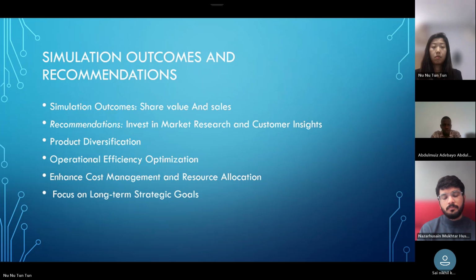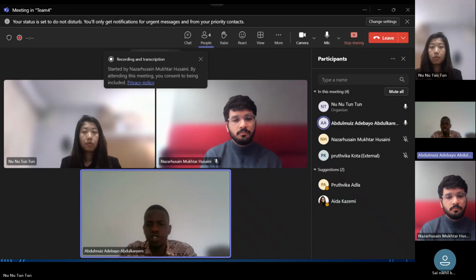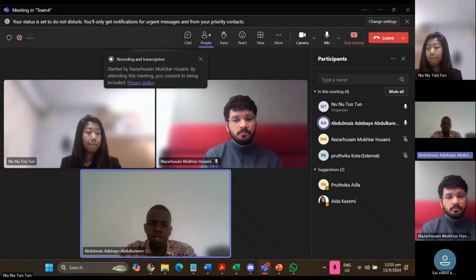Finally, focusing on long-term strategic goals will provide a solid foundation for sustainable growth. By adopting a long-term vision and emphasizing sustainability practices, we can achieve consistent improvements in both sales and share value. This approach encourages continuous innovation and helps us build strong, lasting relationships with our customers.